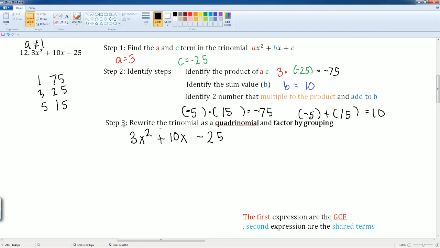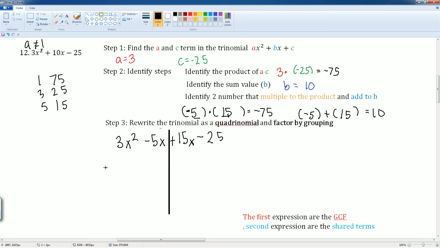What's going to happen is that your 10x term here is now going to be split. It becomes the minus 5x term, and then plus 15x. Okay, do you see how I just split it? Okay, based on these values right here. Now it becomes a quadrinomial that we can just use factor by grouping.